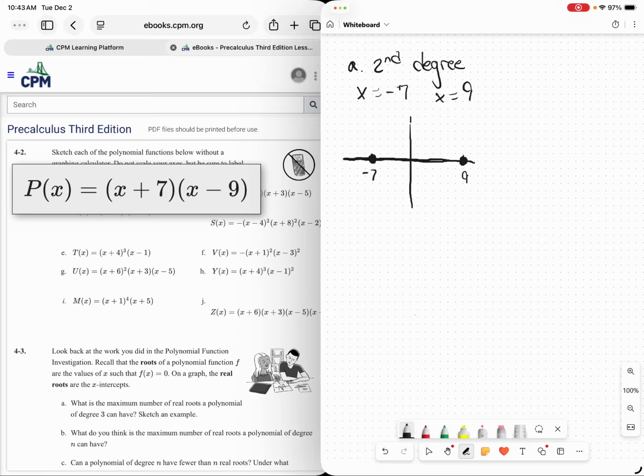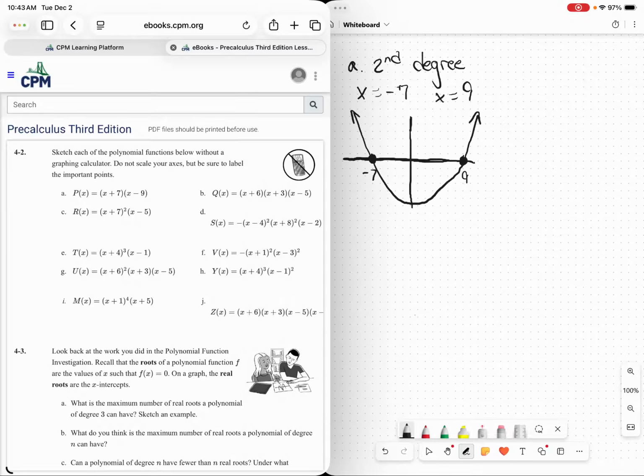It's second degree, so we should know that's a quadratic, a parabola, a U-shaped graph. We also know it's positive, so it opens upward. So our end behavior is up. Our even functions are the same in end behavior, and our odd functions have different end behavior. That would give us a general idea of that graph.